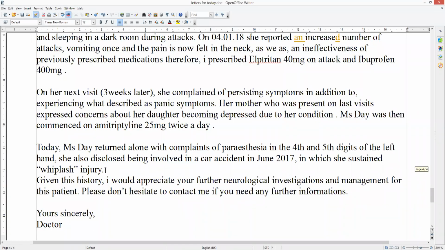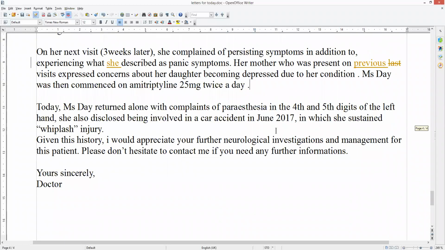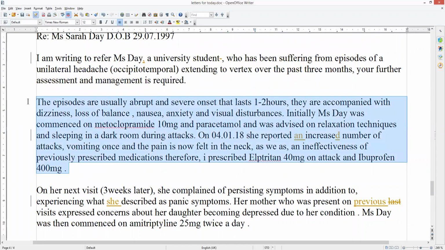On the next visit, 3 weeks later, Miss Day complained of persisting symptoms, in addition to experiencing what she described as panic symptoms or panic attacks. Her mother, who was present on previous visits or the last visit. Now, you've got last and visits. So is it last visit or previous visits? Expressed concerns about her daughter becoming critical condition. Miss Day was then commenced. Then Miss Day returned alone. Okay. So this paragraph here is the main problem here. I'm not really sure what it's talking about.